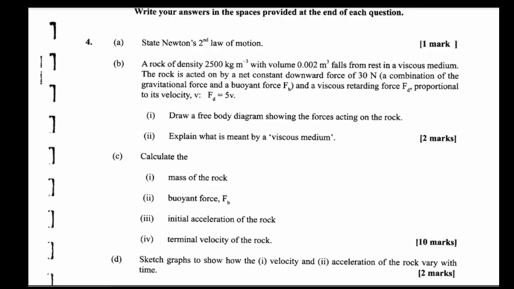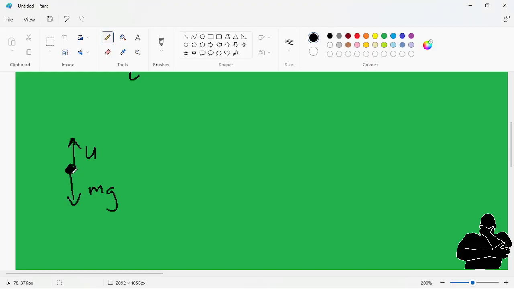The question also states that there's a viscous retarding force proportional to its velocity. That viscous retarding force is going to be our viscous drag, which is a second force that acts upwards, Fv. So this is basically a free body diagram showing the three forces that are acting on the rock. And that would be the second part there.